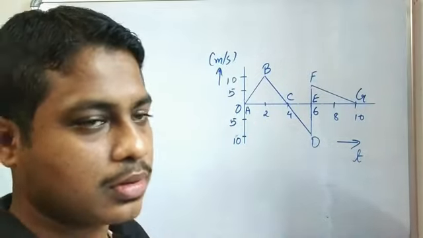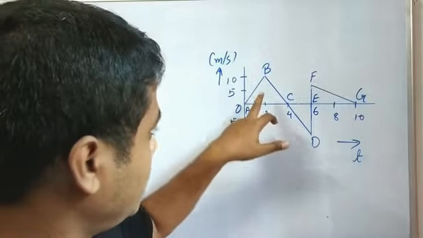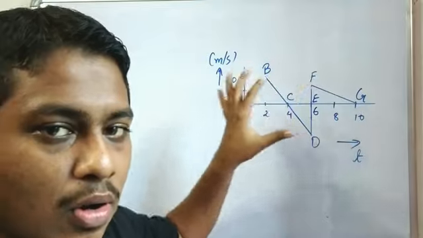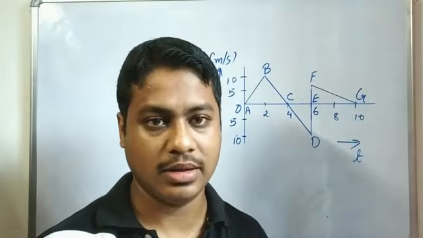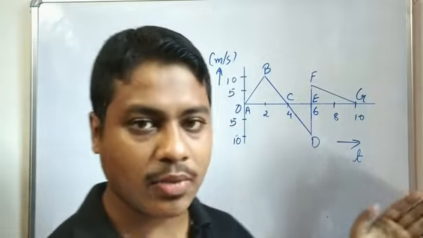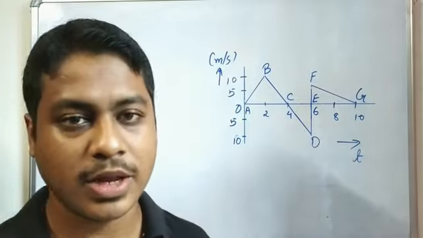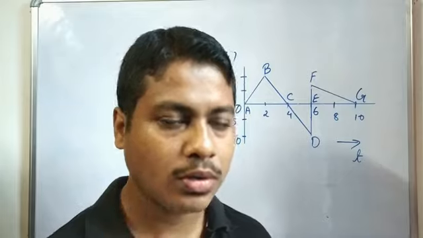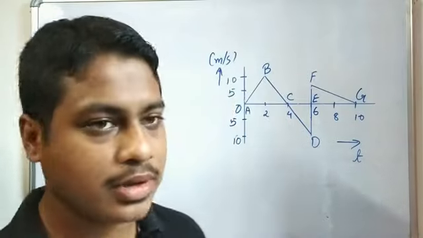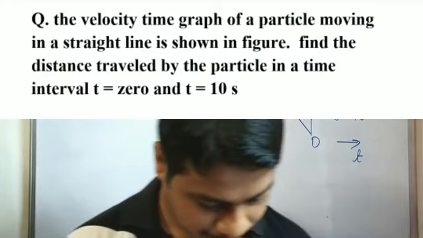See the diagram. This is one area, this is one area, and this is one area, and these are all three triangles. So if you calculate the area of these three triangles, you'll get the distance and the displacement. So first of all, let us see the question. What is the question related to this? You can see the question on the screen.